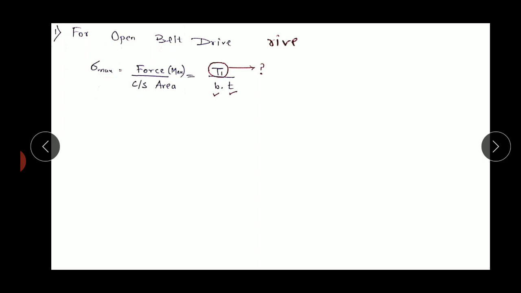We know stress is force per unit area. So if we have to find maximum stress, we need maximum force, and in a belt drive system there are two forces, T1 and T2. T1 is the tension on the tight side, T2 is the tension on the slack side. As the maximum tension is on the tight side, that is T1, take the maximum force as T1 over here, and the cross sectional area of the belt is b into t. Both b and t are given. Capital T1, the tension on the tight side, is unknown.